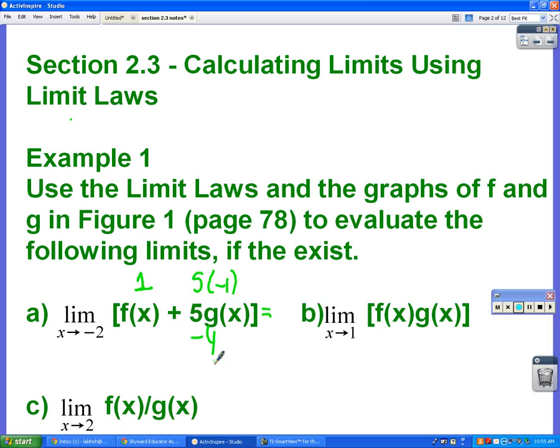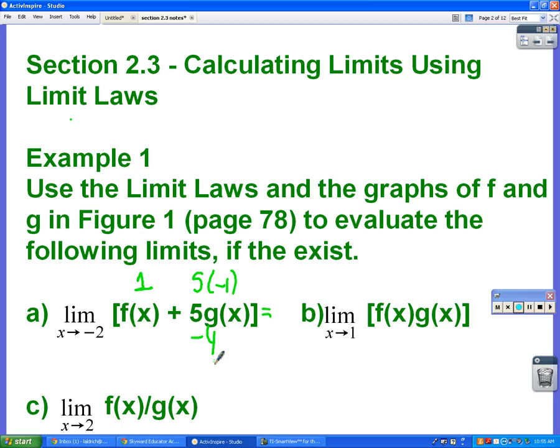You guys that are talking in the back of the room, you get that? Because you just add them. How did I find those things to add in the first place? You have to look at the graph. Okay, and if you look at x equals negative 2 and then you go up to the graph, that's where the 1 comes from and that's where the negative 1 comes from. Okay, so that one works out to be negative 4.